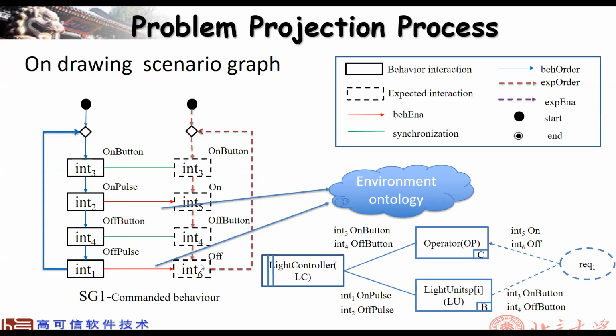So the environment ontology provides this relation. And if we put relations between this phenomenon, which means this expected behavior, then the relations between the behavior interactions will be obtained automatically. So this is how the environmental ontology is used in the projection process on drawing the scenario graph.